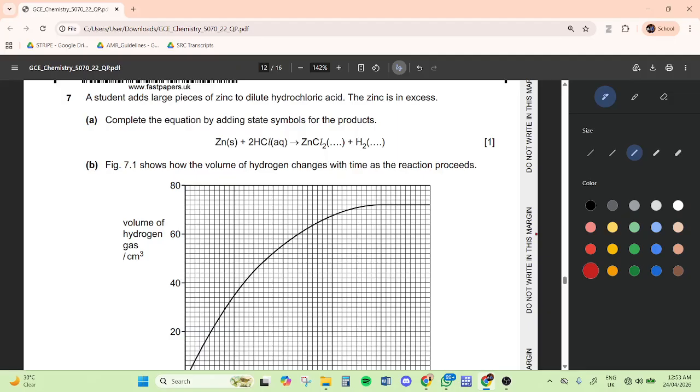So let's move on to question number 7. A large piece of zinc is added to dilute hydrochloric acid, and the zinc is in excess. Complete the equation by adding state symbols for the products. Zinc combines with hydrogen chloride, and you're going to get zinc chloride plus hydrogen. Hydrogen is obviously a gas, and zinc chloride is soluble, and as a result, you're going to add aqueous over there. So this will be aq. What if I lower the pen size? I think that might be easier.